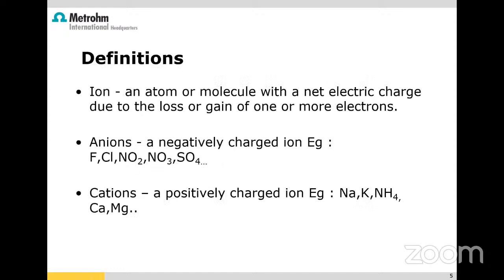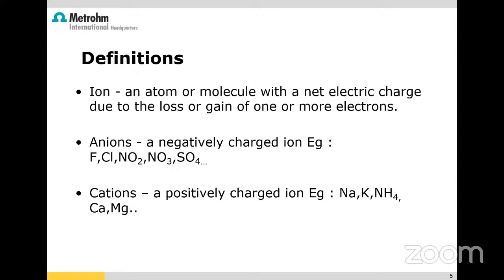So first, let me start with ion chromatography. So what is an ion? Ion means it's an atom or a molecule with a net electric charge due to the loss or gain of one or more electrons. I have just split the words ion chromatography, so we are seeing the definition of ion. So negatively charged ions are called the anions, and positively charged ions are called the cations.